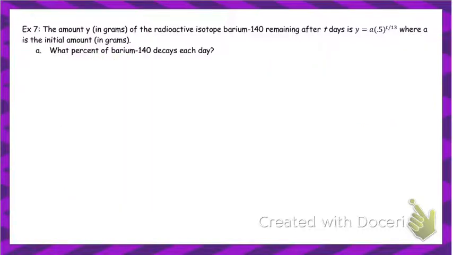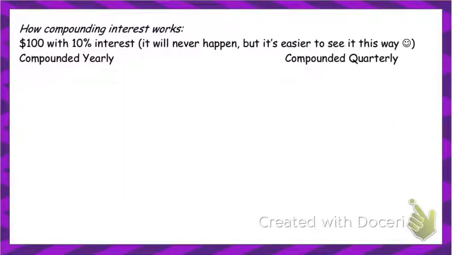All right, so the last two applications we're going to look at are about compound interest. You might have seen this in middle school at some point, but the way compound interest works, the more often your interest is compounded, the more money you're going to have. Now, it's not a huge difference, but it does make some difference. So we're just going to look and see how compound interest works. So we're going to take $100 and 10% interest.